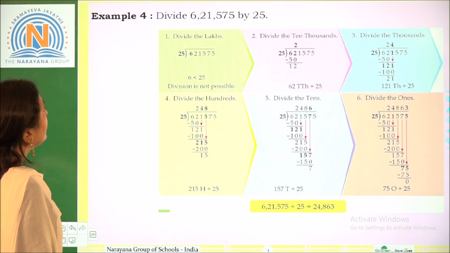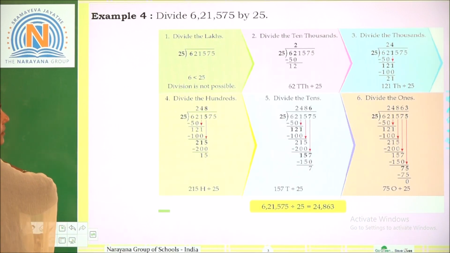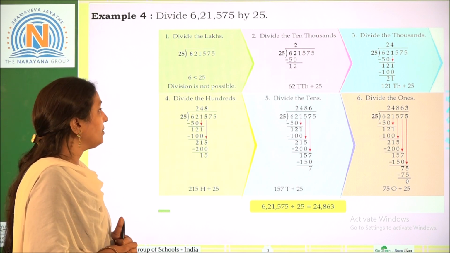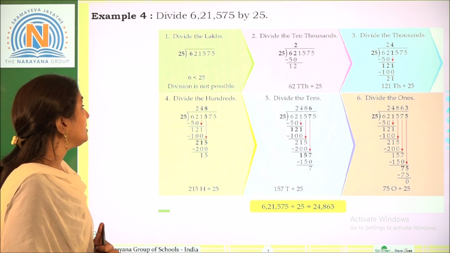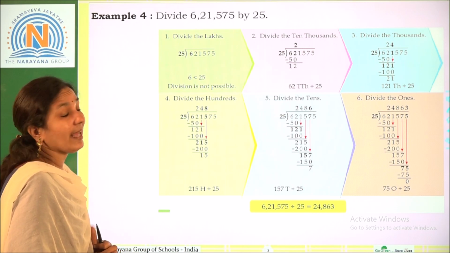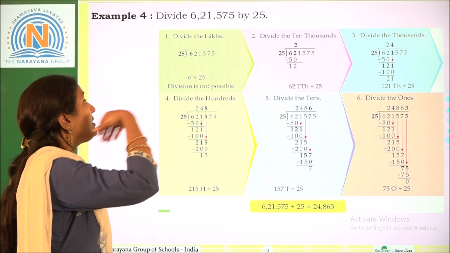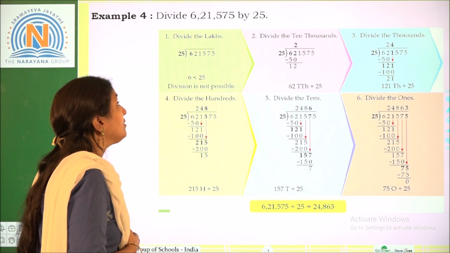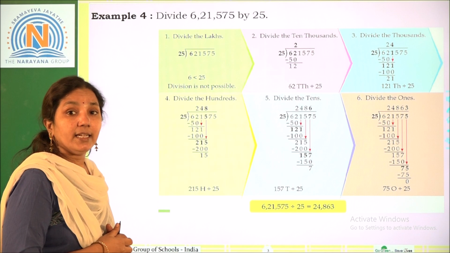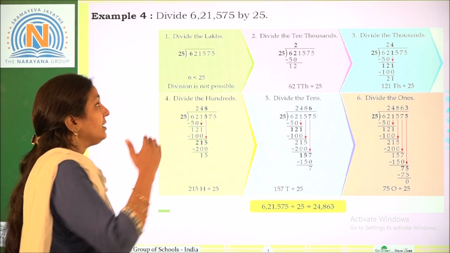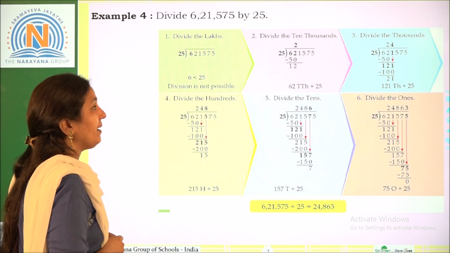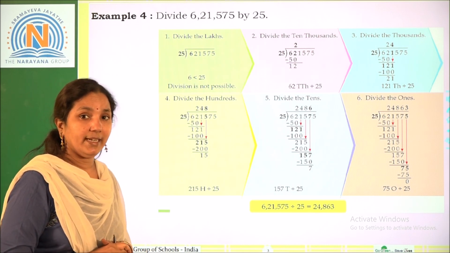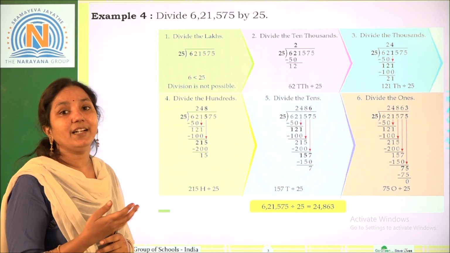Coming to the next one. Divide 6,21,575 by 25. So here first we are dividing from the lakhs. What is the last place? 6. Can we divide? Is 6 greater than 25 or less than 25? Less than 25. We cannot. Now we go to the 10,000s place, 62. Can we divide 62 by 25? Yes, we can, because it is greater than 25.